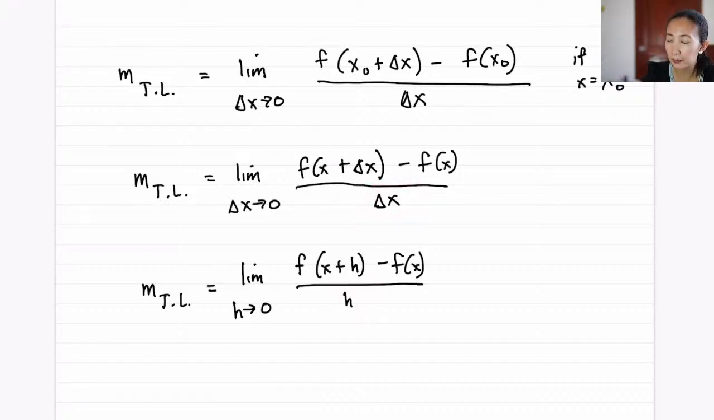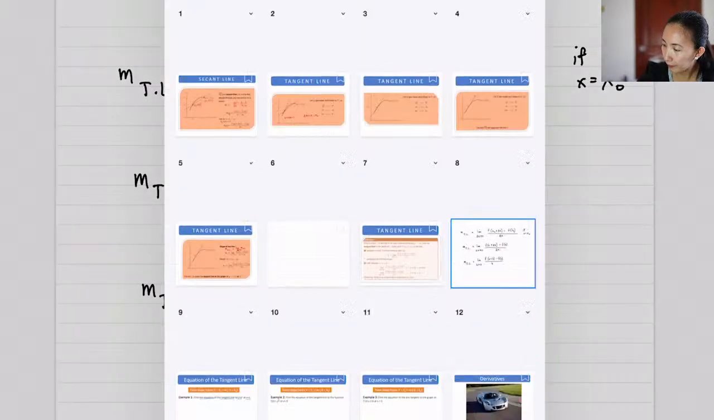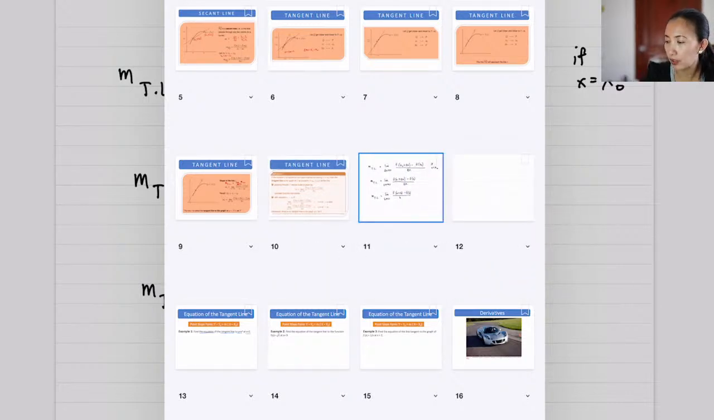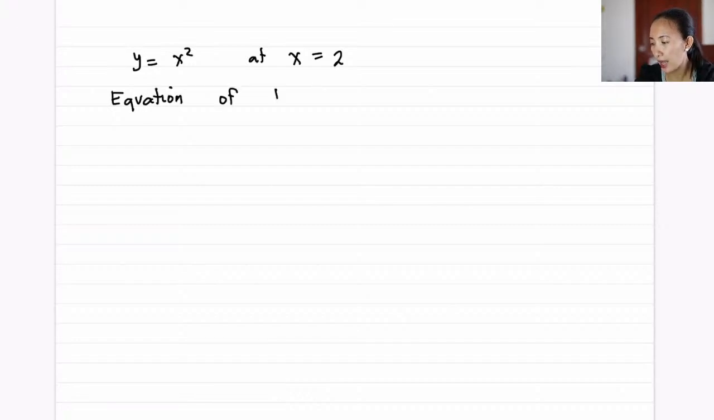So going back, the problem asks us to determine the equation of the tangent line to the curve y equal to x squared at x is equal to 2. So let's continue. The function given is y is equal to x squared at x is equal to 2. What are we going to find? The equation of the tangent line.